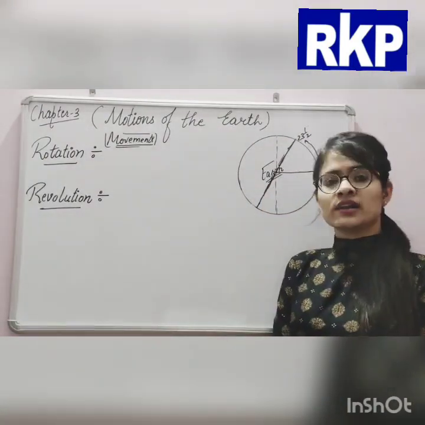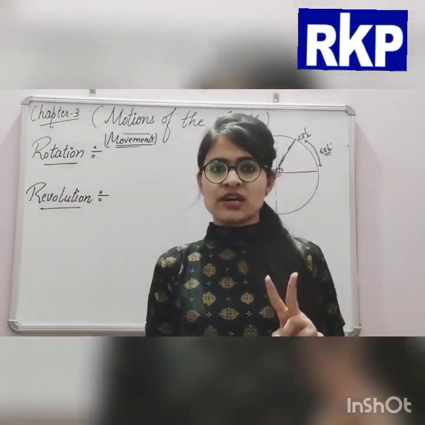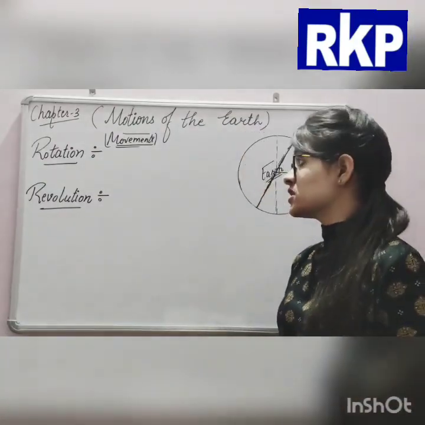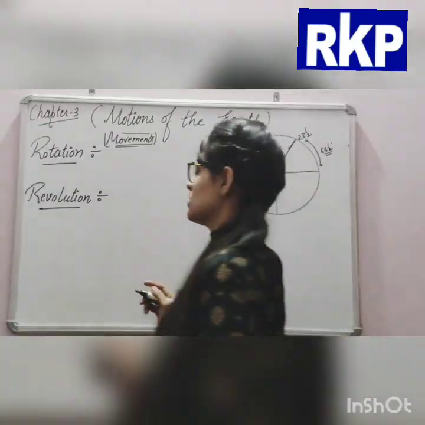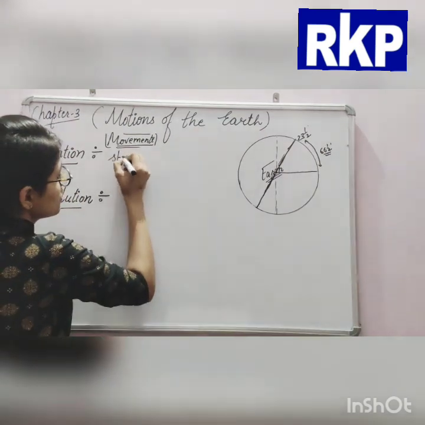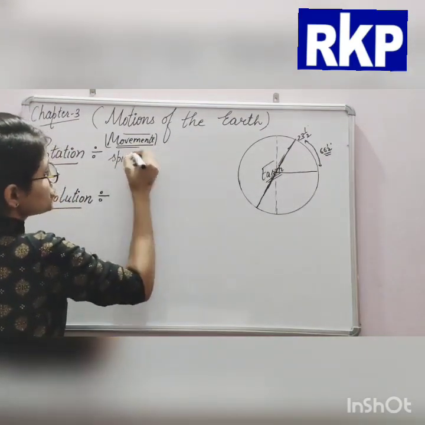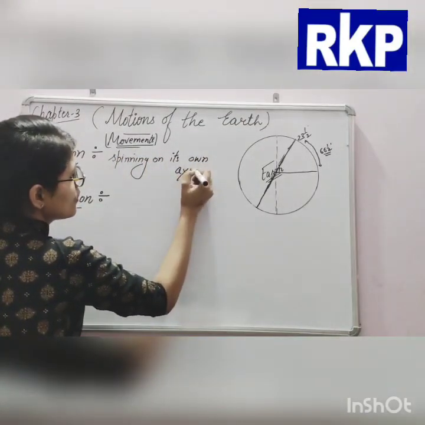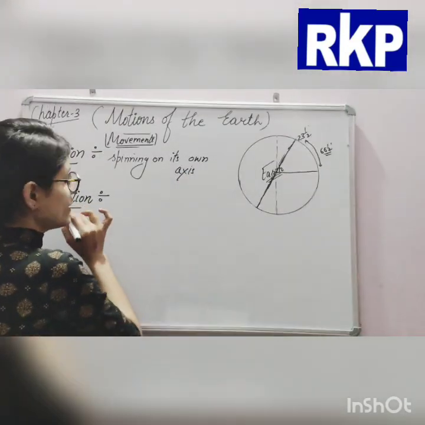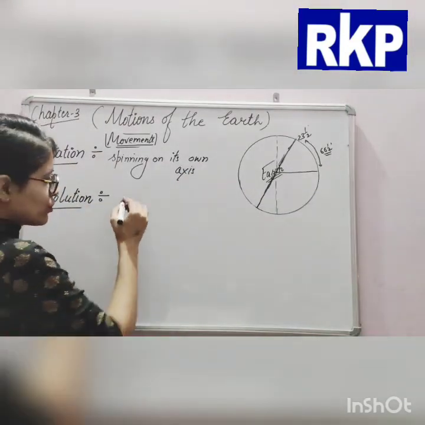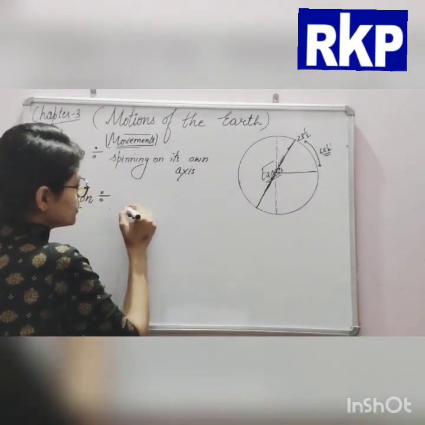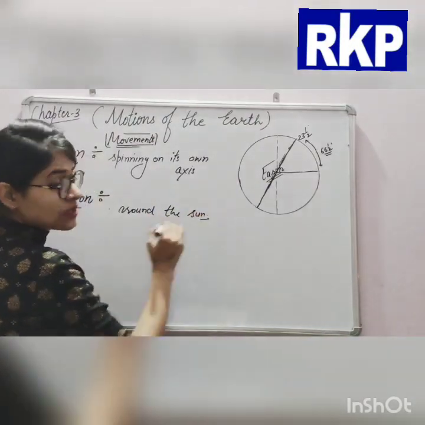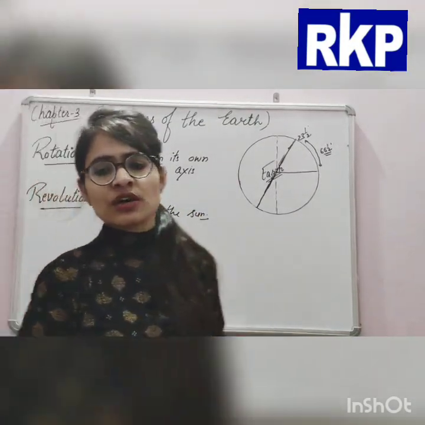First of all, our earth has two types of motions. First is rotation and second is revolution. Rotation means spinning on its axis. Revolution means when the earth revolves around the sun. So what is rotation?